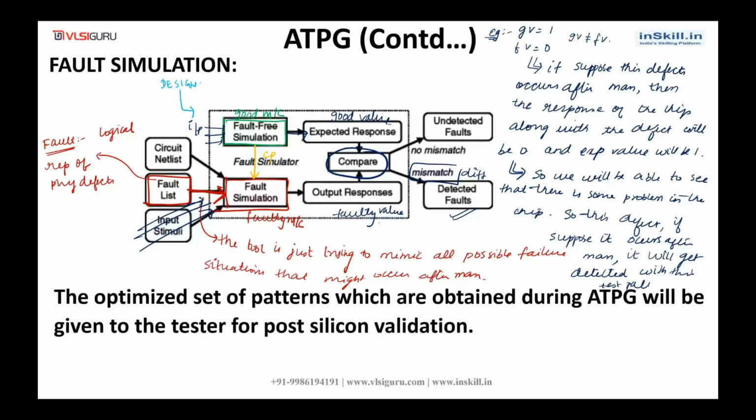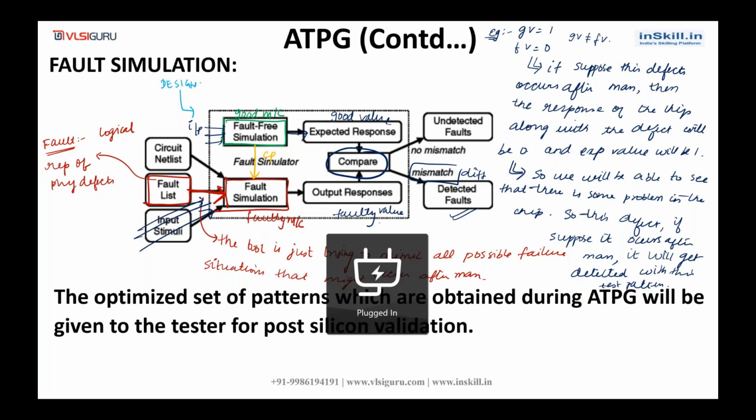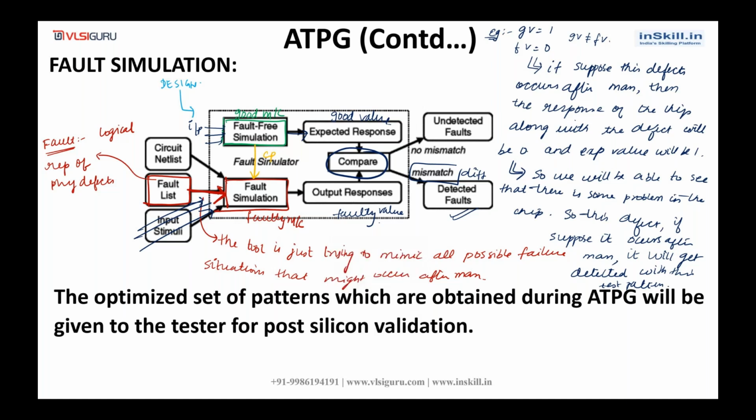So what will the tool do? The tool has a good machine and it has created a faulty machine. The tool is applying input to the good machine and the output of the good machine is the good value. Then the tool has applied patterns as input to the faulty machine and the output of the faulty machine is the faulty value. Then the tool is comparing the good value and the faulty value. So if the good value and faulty value are different.